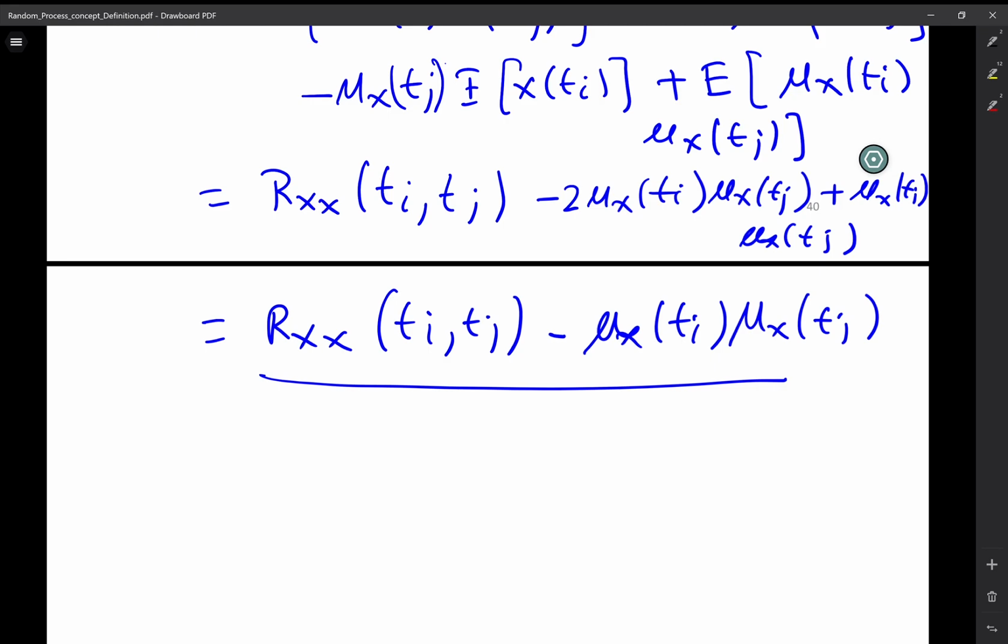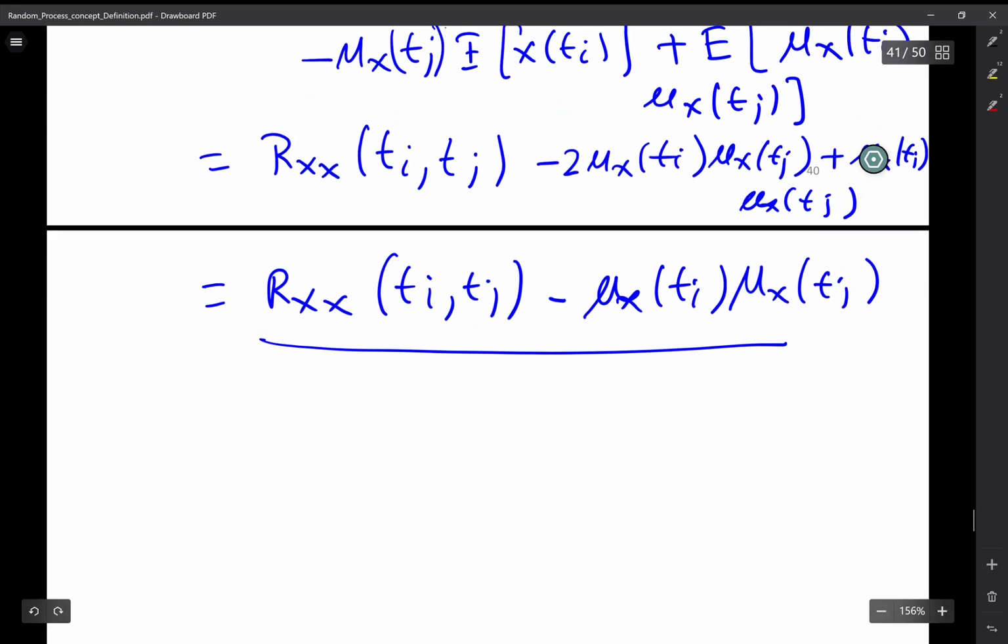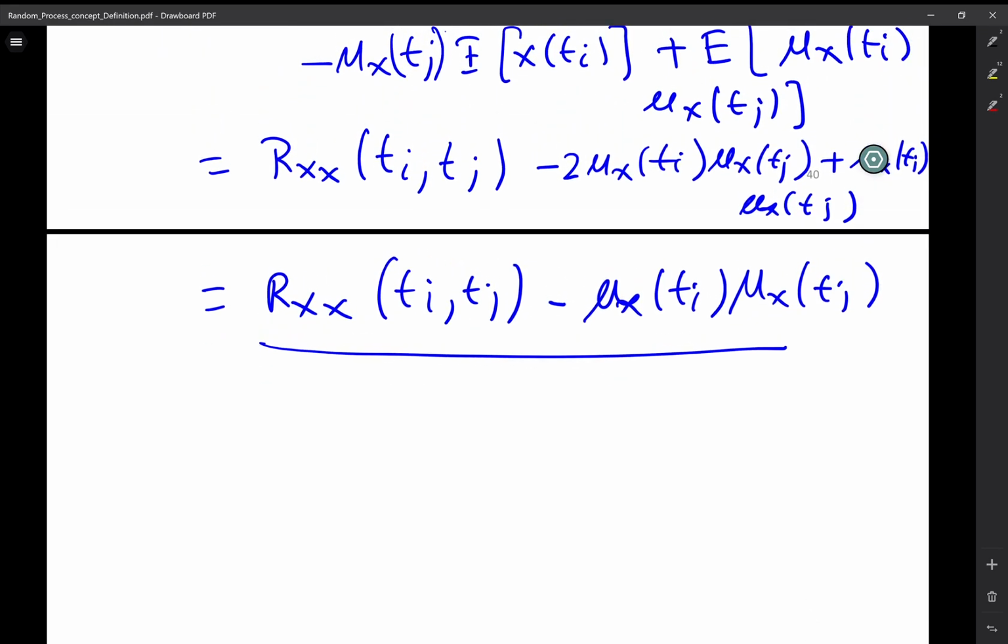Okay, in the next class we will do the cross-correlation or cross-covariance. So that is the next class. Let's stop here. Next class we will go with the cross-correlation and cross-covariance. So now we have read the auto. Okay, thank you.